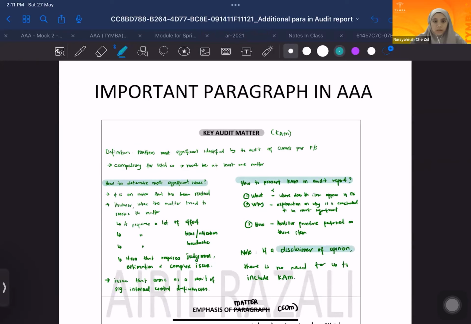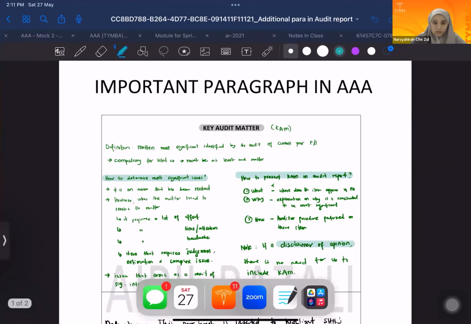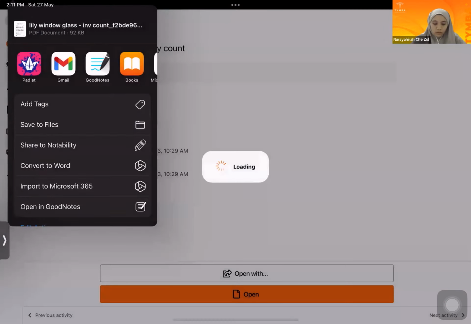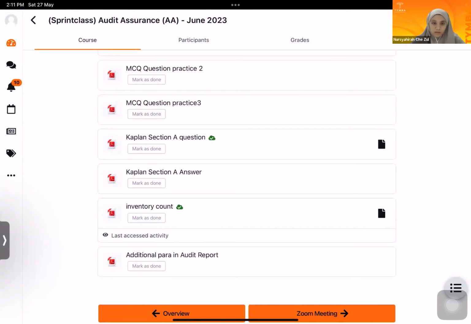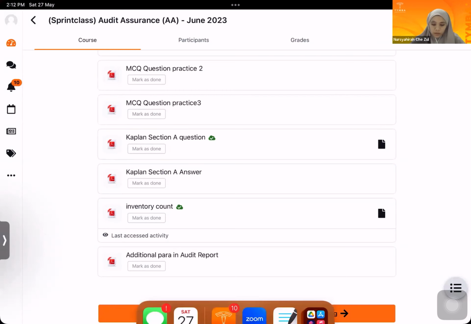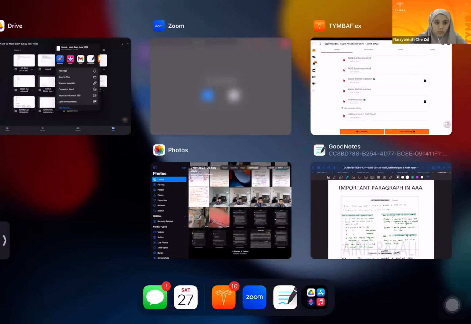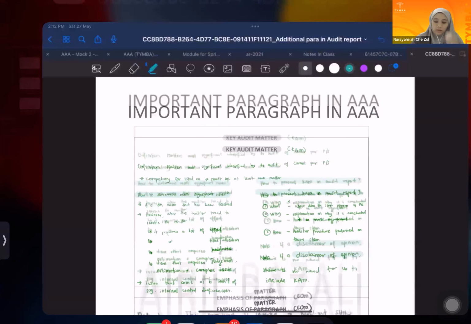So these files, guys, I share with you. It's already in Timbaplex, under this category of class material. You scroll down, don't forget to refresh, and it's in additional para in audit report. I'm going to send this copy again in the chat box if you prefer to download from the chat box. Just 2 pages of additional notes. All right, now let's go through this one by one.